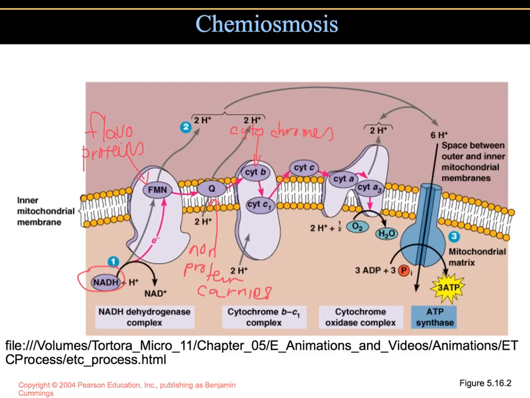Now, what would happen is that the electrons are going to get shuttled down one protein at a time until it gets to the oxygen. Hopefully you remember that oxygen is electronegative. It attracts electrons to itself. So when the very first electrons get put on the first protein, it's just going to make its way down to that oxygen, down the electron transport chain.